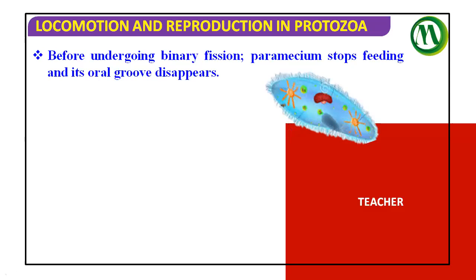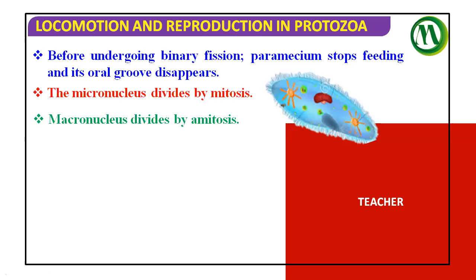Before undergoing binary fission, the paramecium stops feeding and its oral groove disappears. The micronucleus divides by a process called mitosis. The macronucleus divides by amitosis. Please don't confuse amitosis with meiosis. Meiosis is the division which occurs in sexual reproduction.